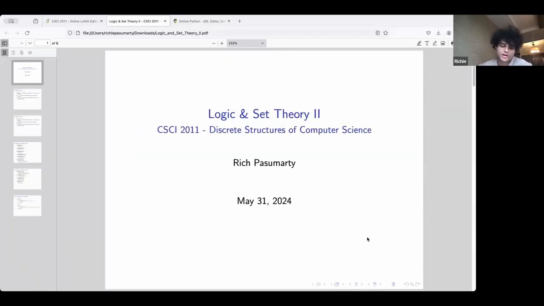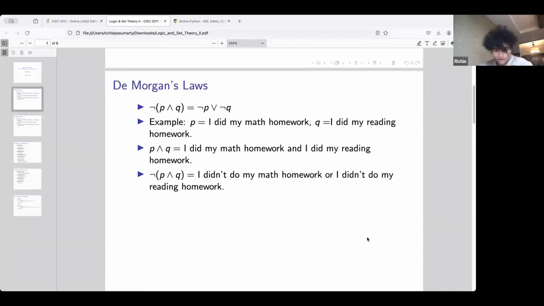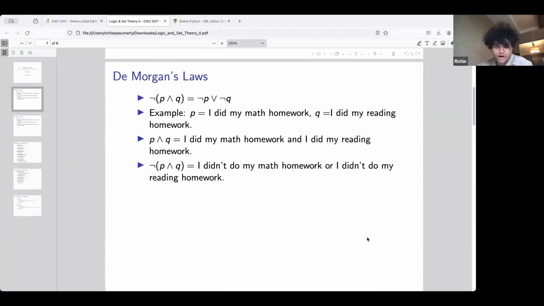Now we're going to go over our second video on logic and set theory. So the first thing we're going to talk about are De Morgan's laws. And these might look a little bit complex to you, but let's go over what they actually mean. As you see, it says not (P and Q) is equal to not P or not Q. So what does that really mean for us?